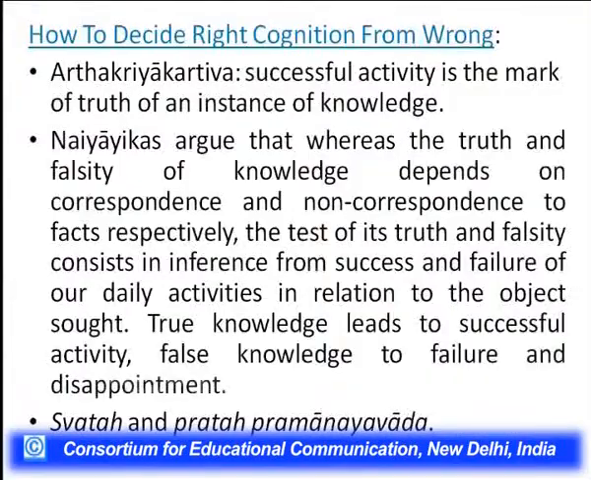So basically the idea is, if we have cognized something as it actually is, as is actually the case, then it would result in successful activity. And conversely, if our cognition results in a successful activity, it's a mark of its truth, through which we could differentiate it from our wrong cognition. So, artha kriya karitva could be a principle of verification through which we could decide right cognition from the wrong one.